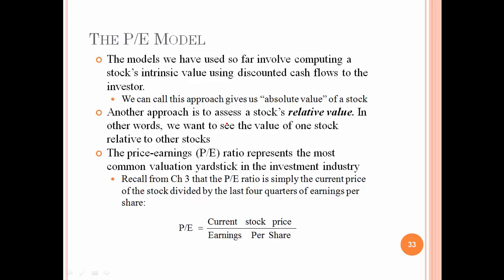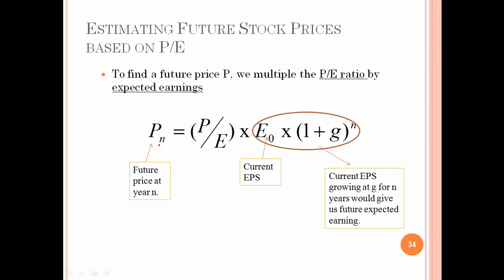Also, in addition to the present value calculations we just talked about, sometimes we also use a so-called PE model, or a relative value approach, to estimate the stock price. The PE ratio is from chapter 2, which is basically price divided by EPS, earnings per share for a stock. If we want to find out the price of the stock in, say, 3 years, then we use the PE ratio of the stock multiplied by the current EPS, and the current EPS is going to grow by the growth rate of g for 3 years.